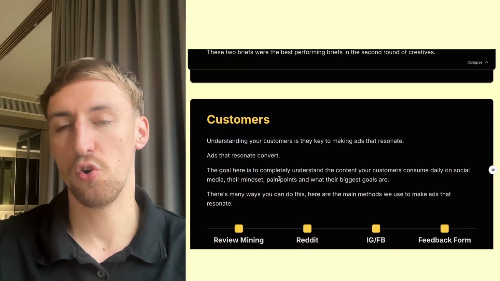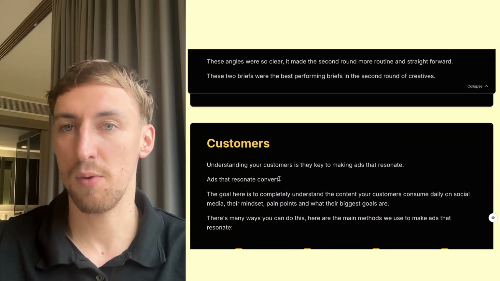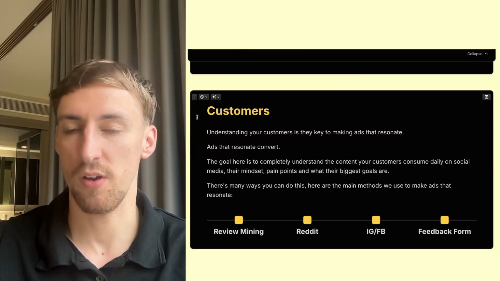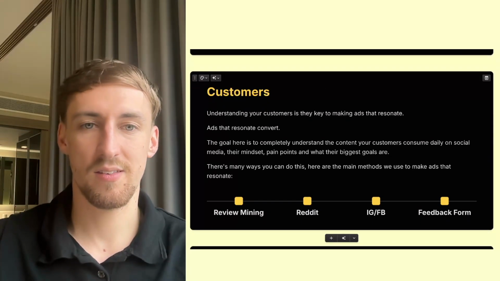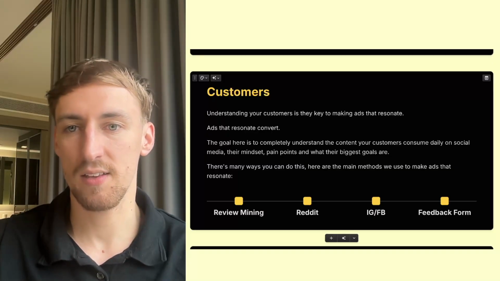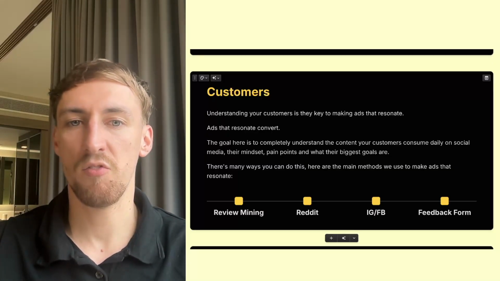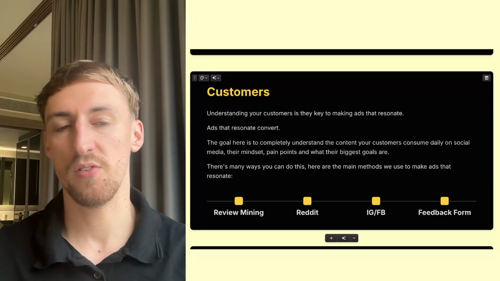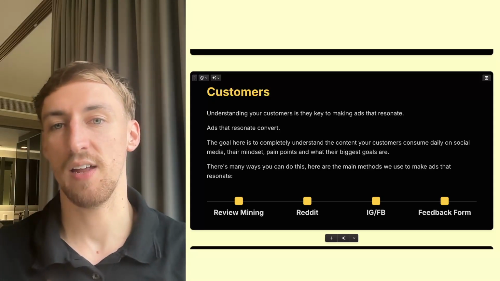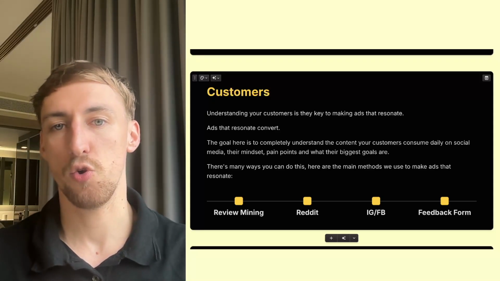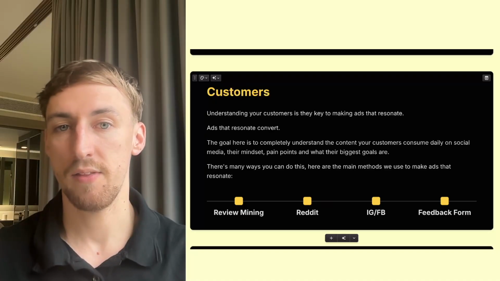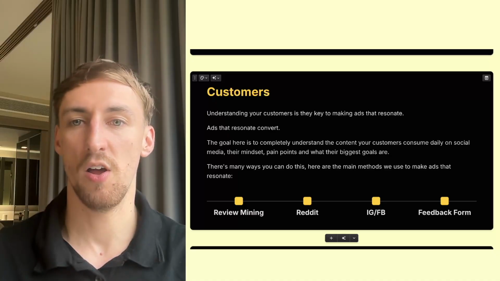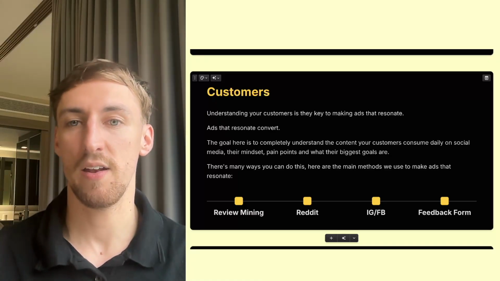Next is understanding your customers, and this is probably second most important or equal to previous ads. This is your data. This is everything, understanding your customers. So it's the key to making ads that resonate, because ads that resonate convert. Now, that is kind of a buzzword that people say, so I just want to run over it again. If you can understand your customers and speak to them in a way that they understand and they feel like you're speaking directly to them and your product is going to help them directly, then that means that that ad is resonating with them, and they've got a higher chance of converting if you can do that. So that comes from understanding your customer.